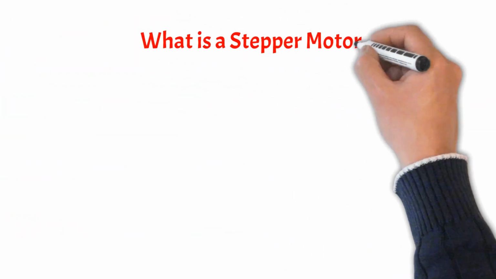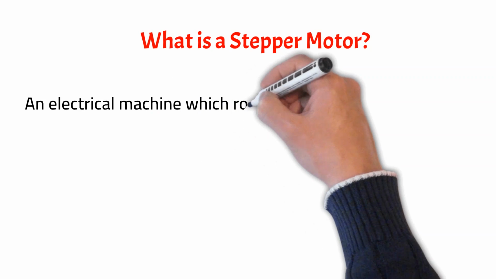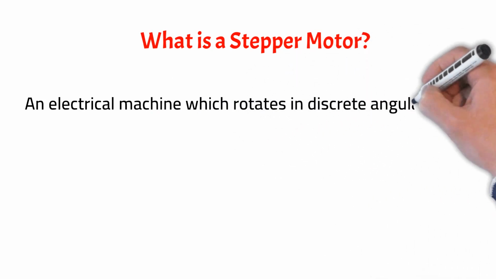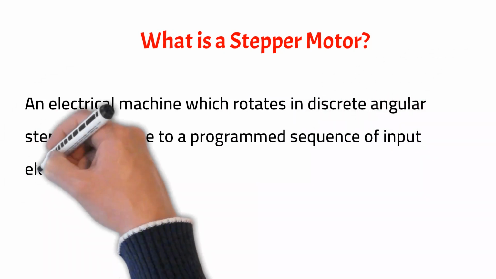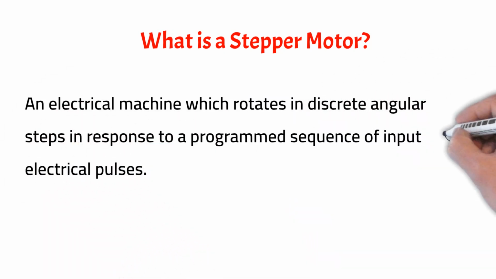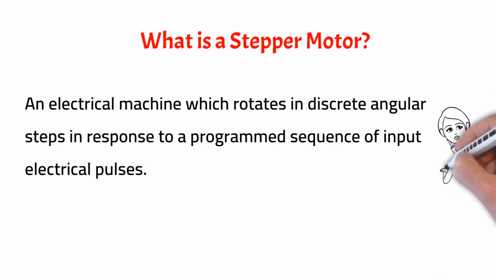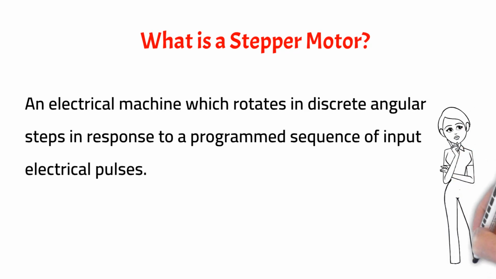First, let's see what a stepper motor is. It's an electrical machine which rotates in discrete angular steps when a programmed sequence of input electrical pulses is applied. To put it simply, it's an electromechanical device which converts the electrical pulses into discrete mechanical movements. Stepper motors are used to control the angular position of the rotor easily without a closed feedback loop.